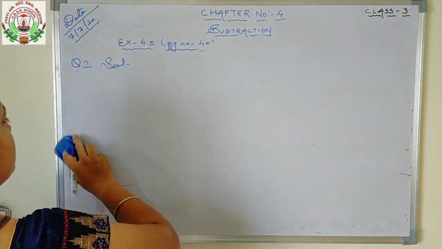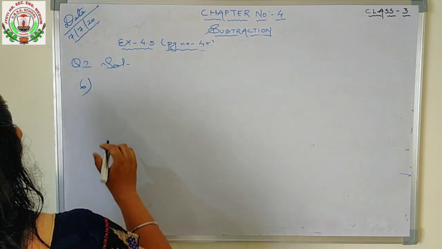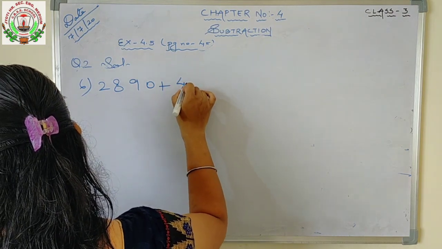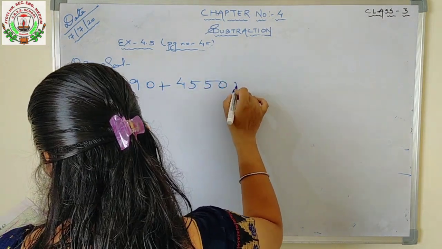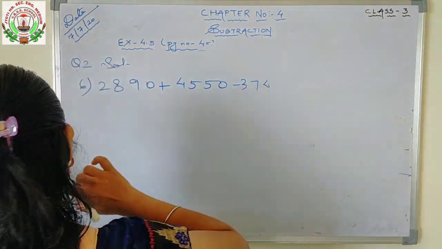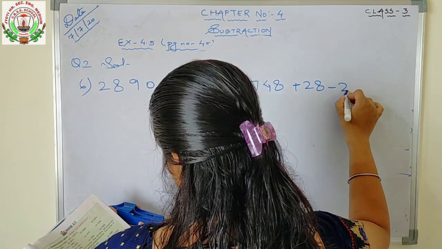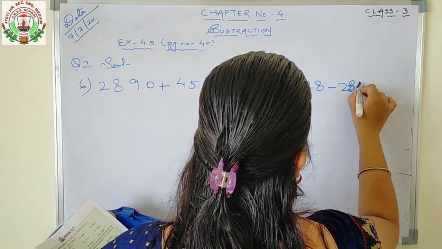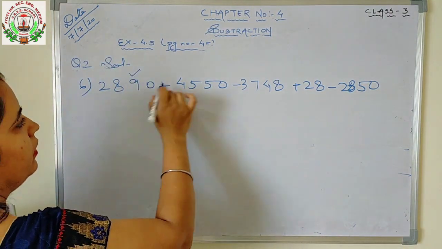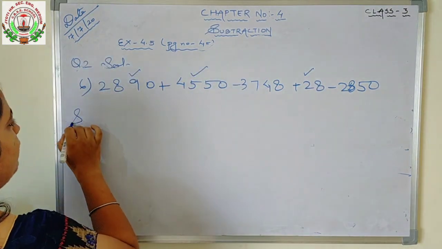Question number 6 is 2890 plus 4550 minus 3748 plus 28 minus 2850. Same process again, we will find the addition ones. This is addition, and this is addition. These two we have to subtract. First we will solve the addition part.